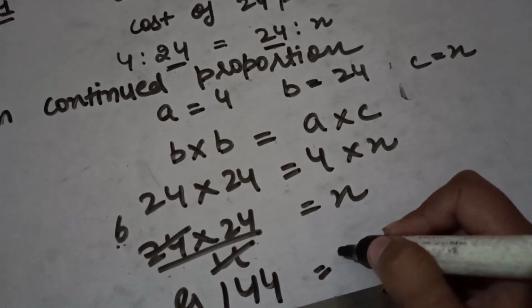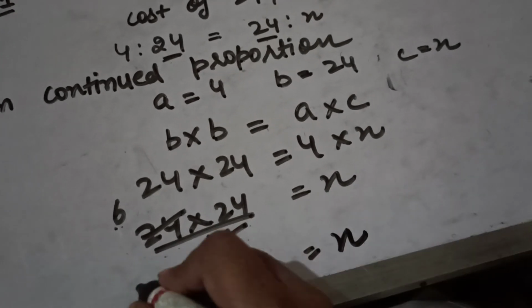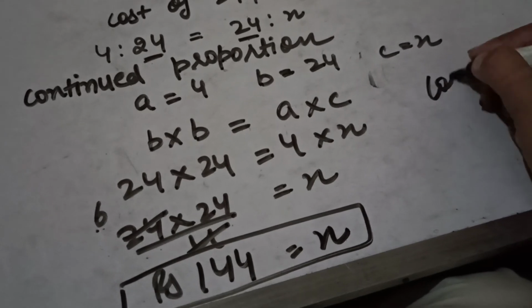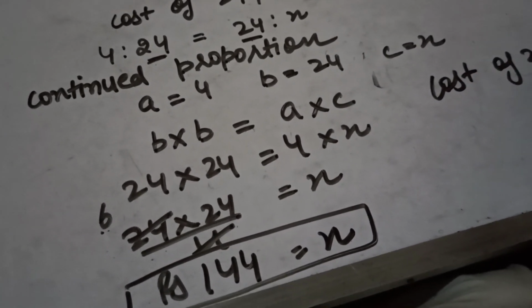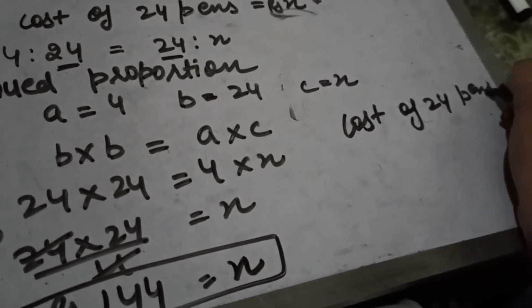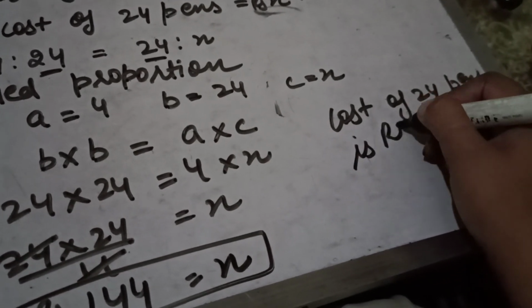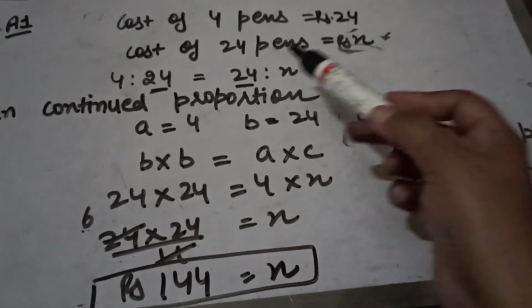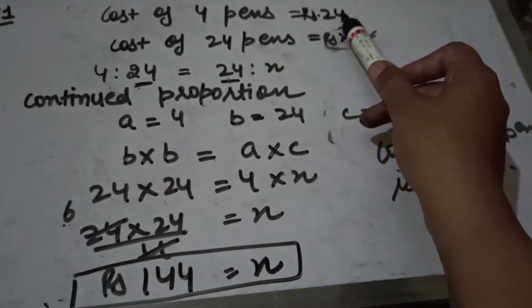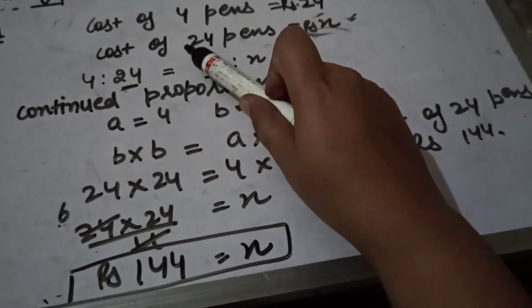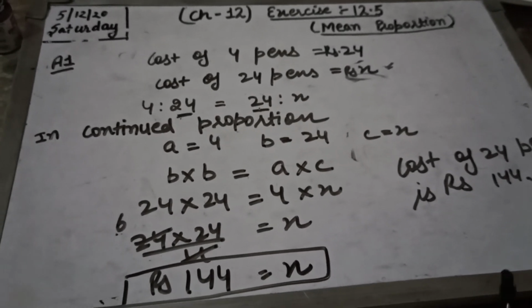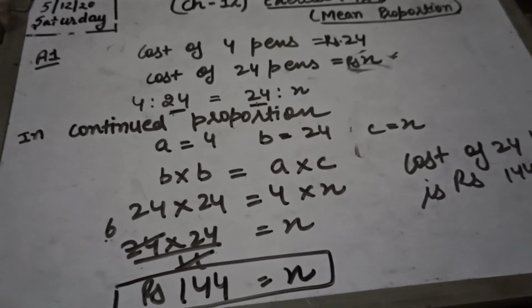Rupees 144 is x. x means the cost of 24 pens is rupees 144. Now it is clear how this 144 came. See, here they gave this 24, rupees 24 given. After that they said the cost of 24 pens, right, which means B is equal to 24.